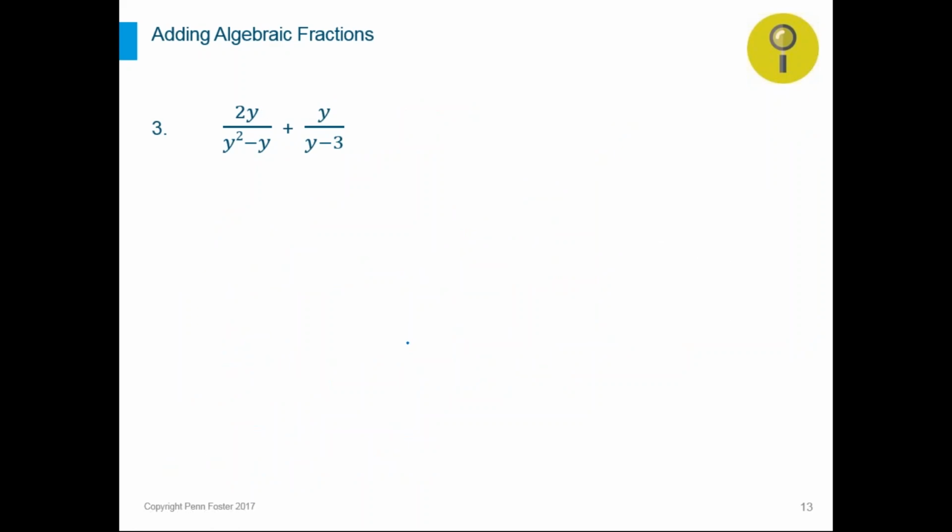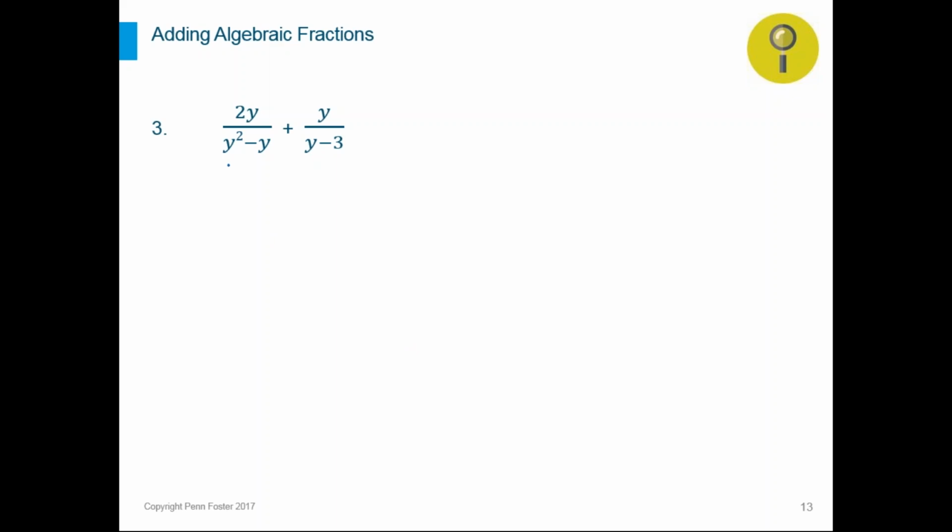Next, let's do another addition problem: 2y over y squared minus y, plus y over y minus 3. The denominators are not common, so we have to find an LCD. Okay, let's see what we have. We can do something here.